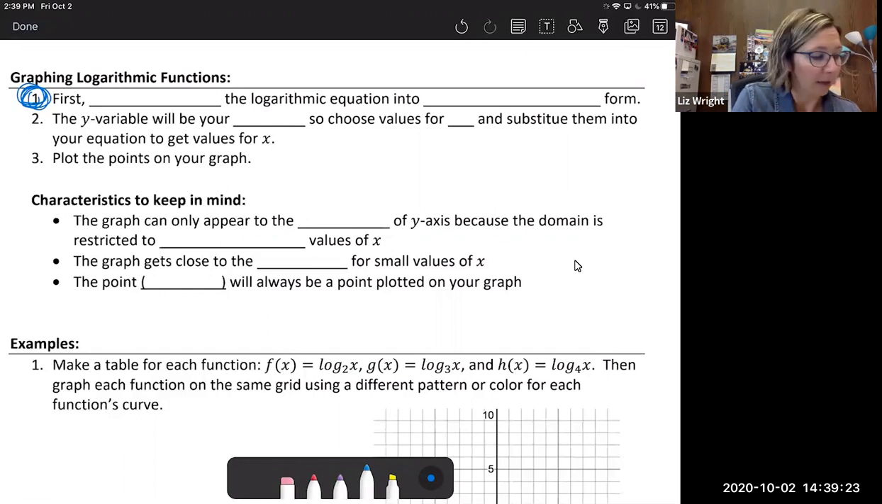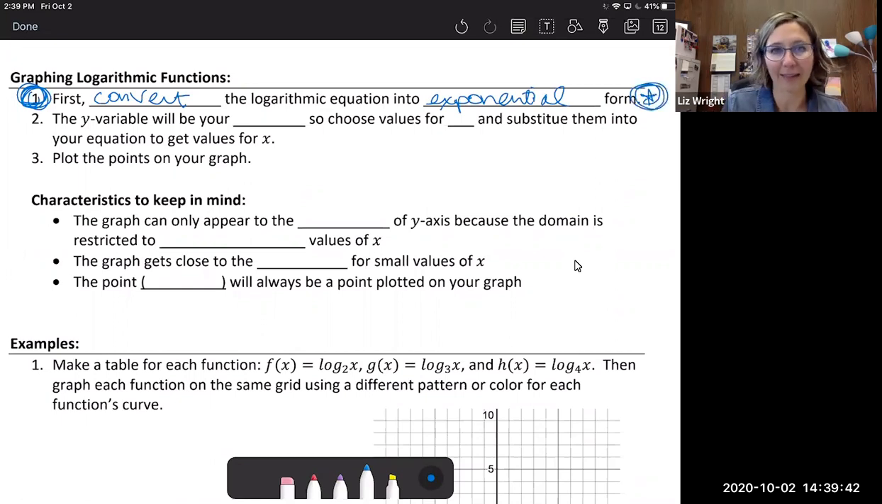Don't forget it. First, you're going to convert the log equation into exponential form. If you don't do this step, your graph's going to look totally messed up. So first, remember again, star it, highlight it, draw attention to it, don't forget it. Convert the log equation into exponential form.